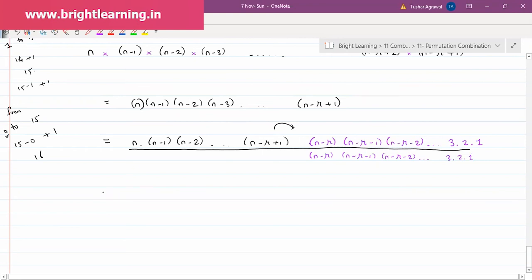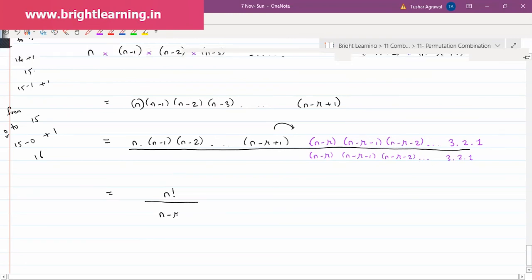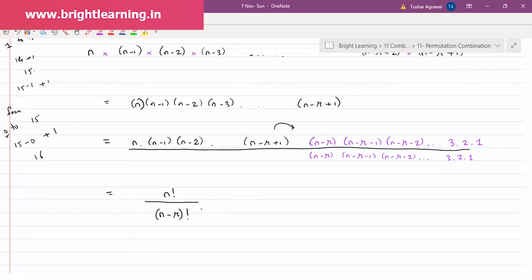So what does the numerator become? The numerator becomes n factorial, everybody. And what is the denominator? Starting from n minus r, we are going up to 1. The denominator is n minus r factorial. Now this is a compressed notation, a good looking notation, a little bit less scary. Okay, got it?